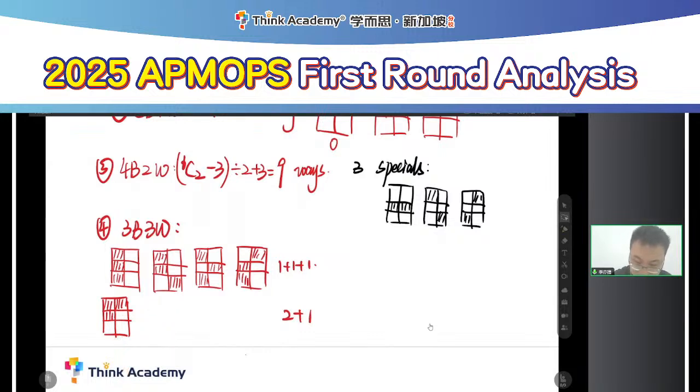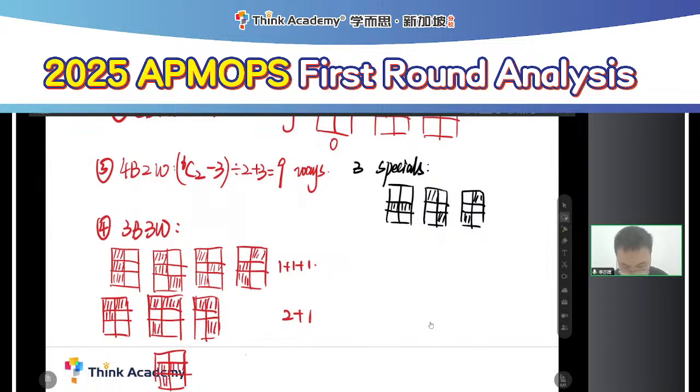So it should be the same logic, right? And then we have this one. So this one and this one is the same logic. When we flipped it, it becomes this. It becomes this one.